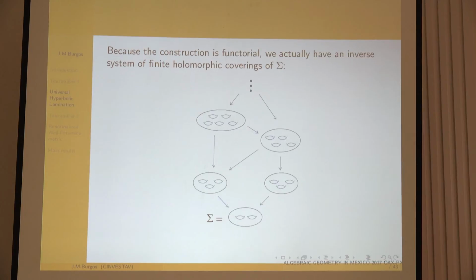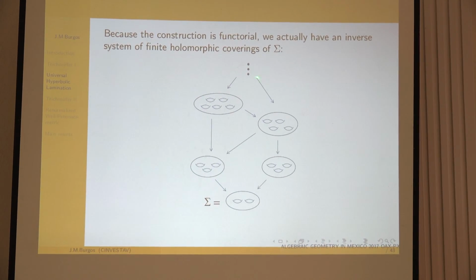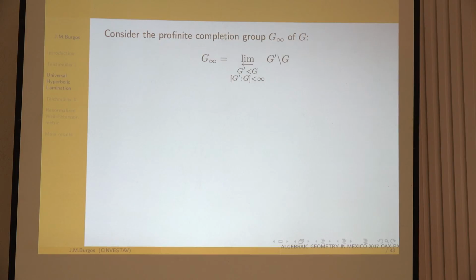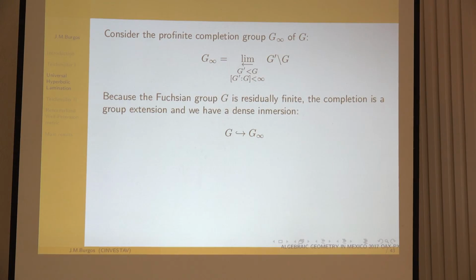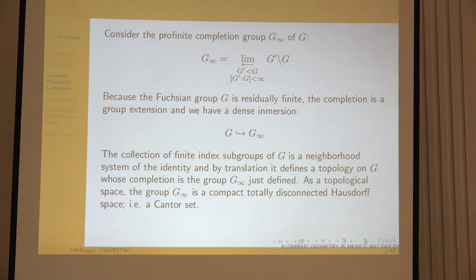Well, we want to take the inverse limit here. But first, consider the profinite completion of the group G. It is defined as that inverse limit, ranging over all finite index subgroups. And because the function group is residually finite, the completion is a group extension, and we have a dense immersion. The collection of all finite index subgroups is a neighborhood system of the identity, and by translation it defines a topology on the group whose completion is the profinite completion just defined.